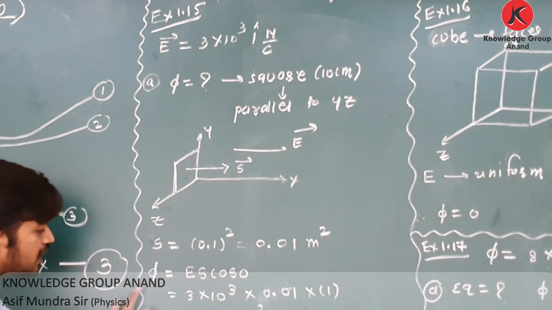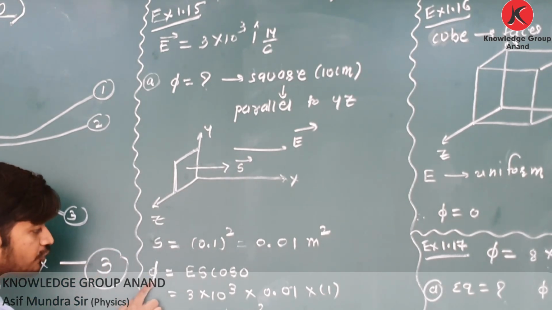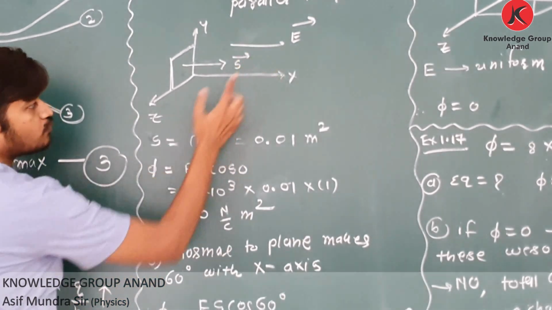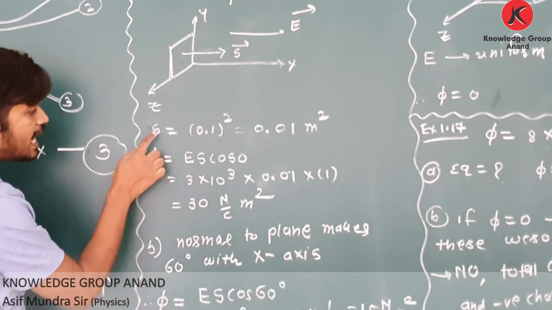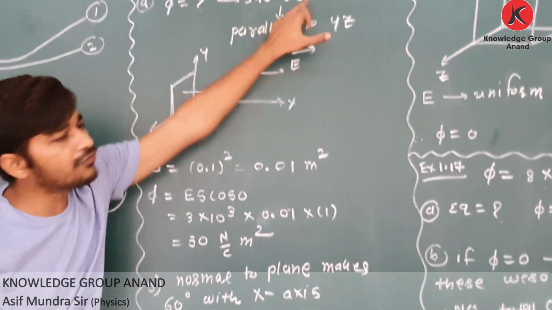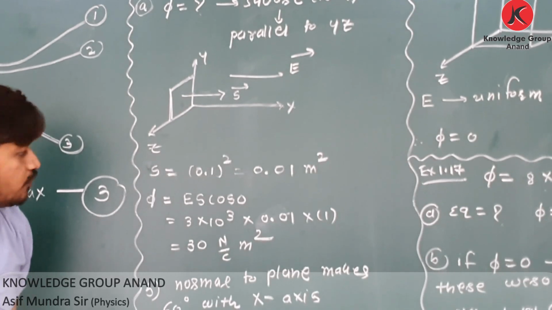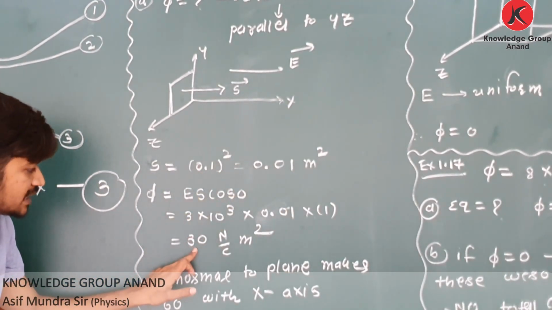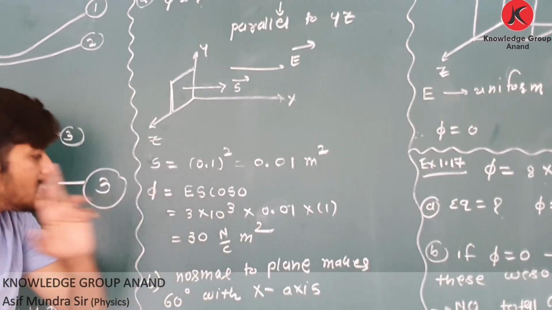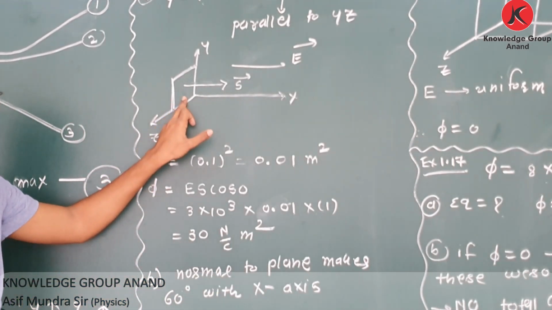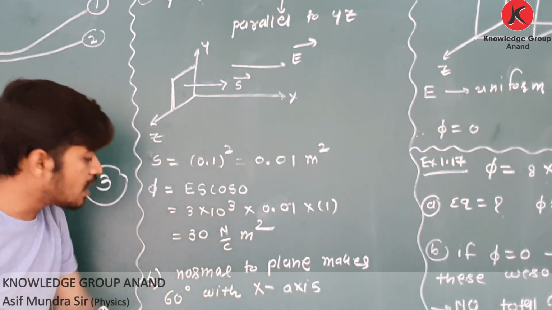Then how to find flux? We know the equation of flux: Phi is equal to E S cos theta, and cos 0 is 1 from the figure. S means area. Area is equal to 0.1 whole square, the square of 10 centimeter. 10 centimeter means 0.1 meter. 0.1 into 0.1 is 0.01. Calculate, and your answer is 30 Newton per coulomb meter square. That is the flux passing through this square plate.